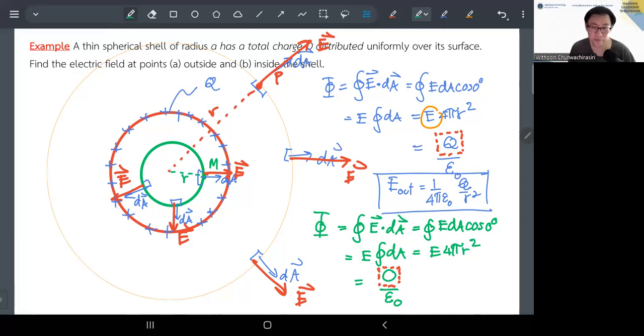Does that make sense? Okay. There's no charge. It doesn't include any charge. So that leads you to the conclusion that electric field inside must be zero. And you are done.